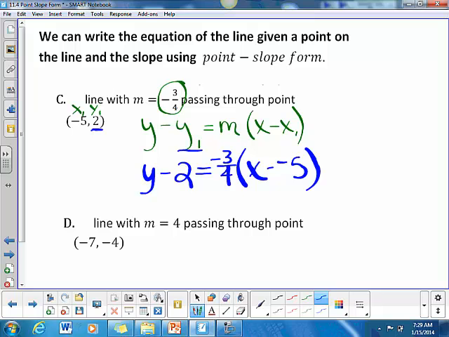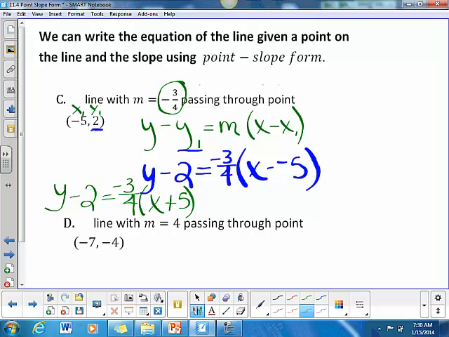But let's look at that. Do we actually write minus a negative? No, we don't. So let's rewrite this in the way that you would actually see it in a pre-algebra or algebra class. So y minus 2 equals negative 3/4 times the quantity x plus 5, because minus a negative turns into plus.